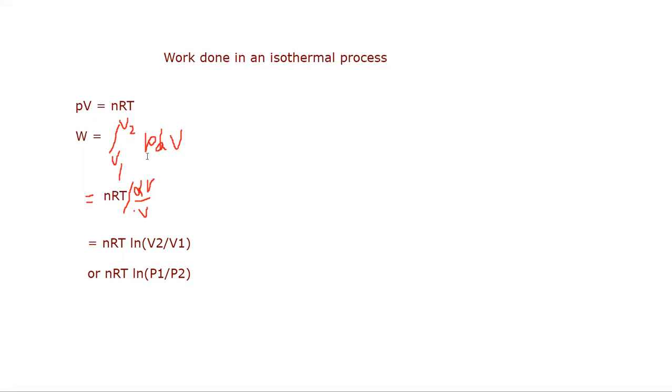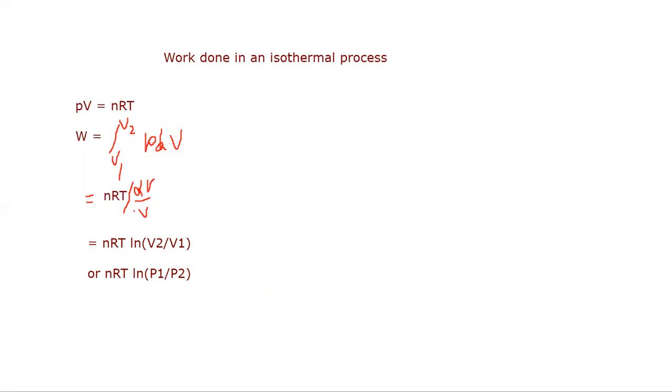Now what we have done is we have multiplied by V and divided by V. So if we multiply it with V and divide it by V, we get PV dV by V. So PV is nRT. So that nRT comes outside as all three are constant, and we get dV by V. If you don't understand, let me write it down for you.